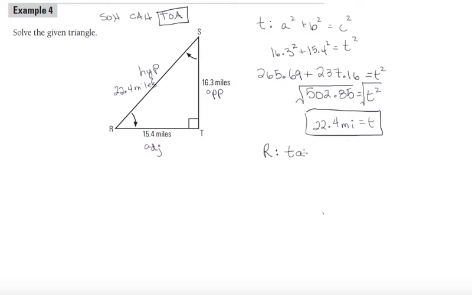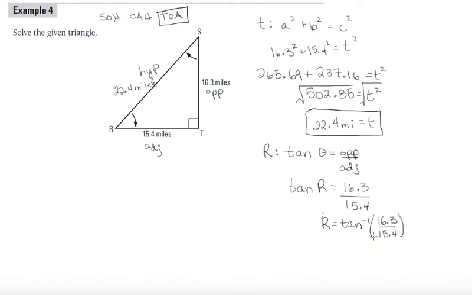So tan of the angle is equal to the opposite over the adjacent. So tan of, oh, I don't know what that is. It's r, is 16.3 over 15.4. So remember, I'm looking for an angle. I need to use the inverse function. So that's tan inverse of 16.3 divided by 15.4. That's exactly how I'm going to put it into my calculator. Again, if you have to do the numbers first, make sure you do 16.3 divided by 15.4 equals, and then take the tan inverse of it.